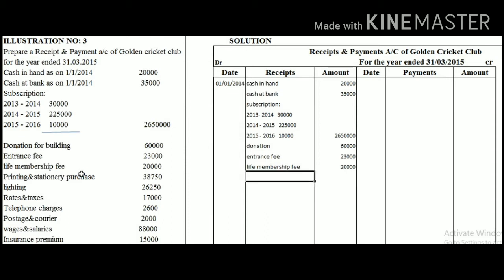And next item, printing and stationery purchase is not a receipt, it's a payment. And lighting is not a receipt, it's a payment. Rent and rates and taxes is payment. Telephone charges is payment. Postage and courier is payment. Then wages and salary is payment. Then insurance premium. It's also a payment. Insurance premium paid, so it's an expense. So it will be recorded on the payment side.